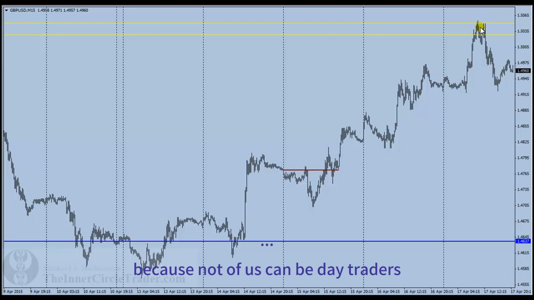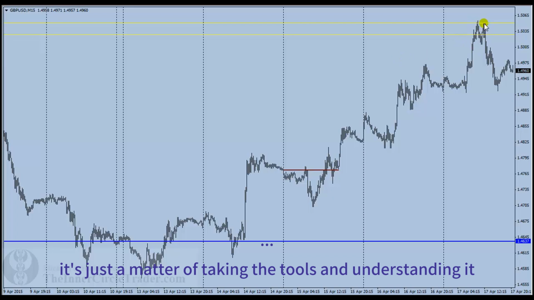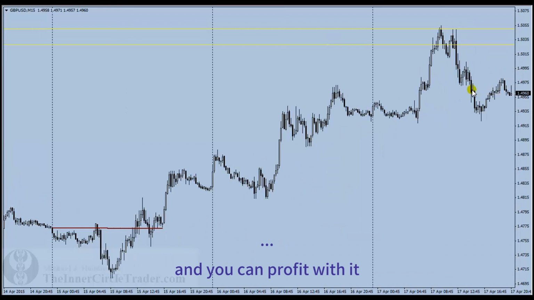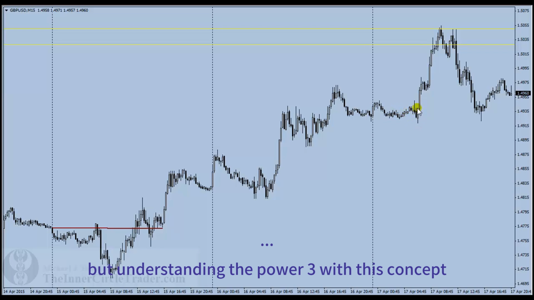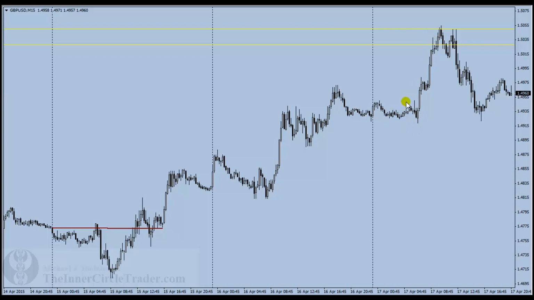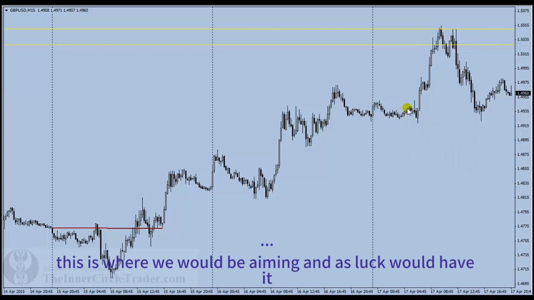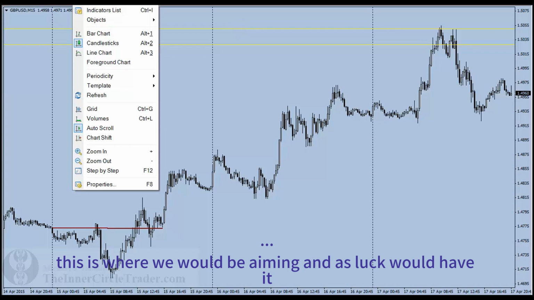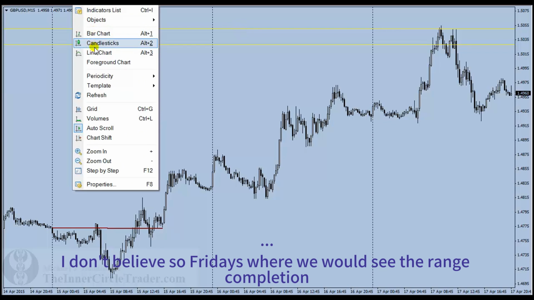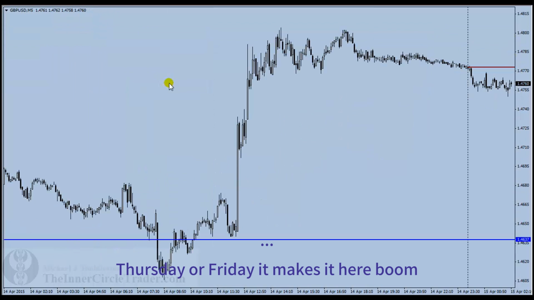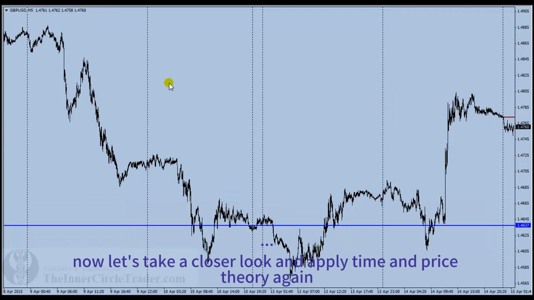And as luck would have it, Friday is where we would see the range completion, Thursday or Friday, and it makes it here. Boom. Now, let's take a closer look and apply time and price theory. Again, we have consolidation here. Market comes down and rallies up, rallies away from a little consolidation right in here. We taught in Market Maker 6 and 7 the buy profile and sell profile. Market Maker, both instances. Okay?